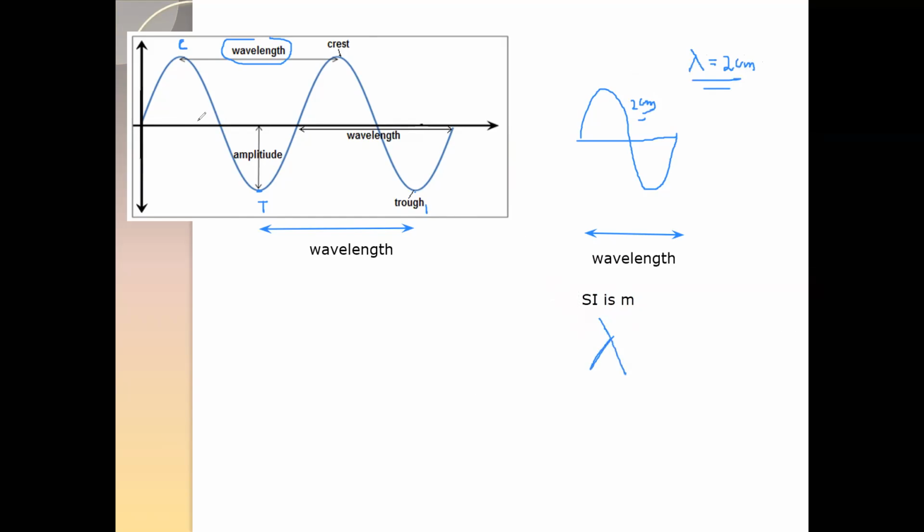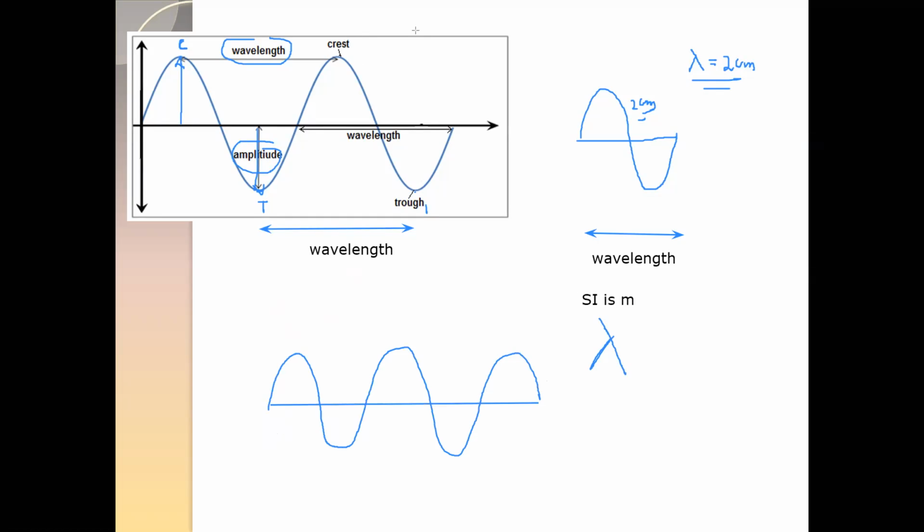Then the distance from the center of the wave to the highest point, either a crest or a trough, is known as amplitude. So if we have a transverse wave, and this is the center line of the wave, and I label A, B, C, and D. This one is A, B, C, and D.